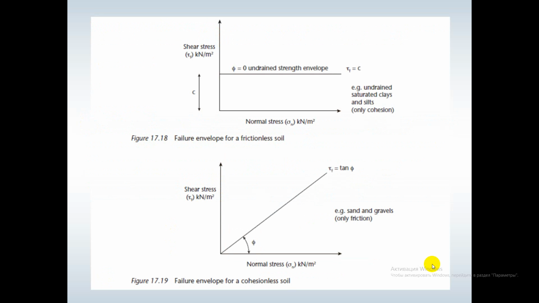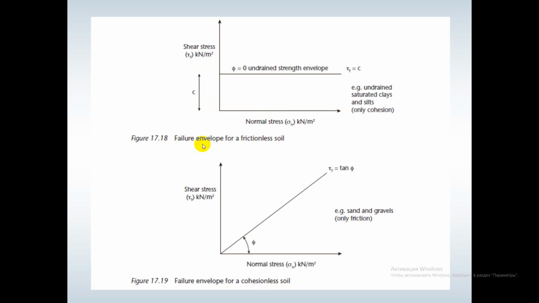In certain soils, both cohesion and friction contribute to shear strength. However, in other soil types, only one of the shear strength parameters may be present. The failure envelopes in this figure and this figure illustrate a range of soil types.